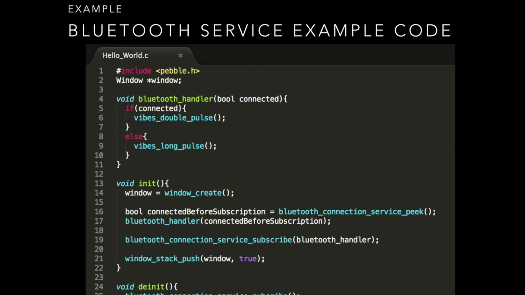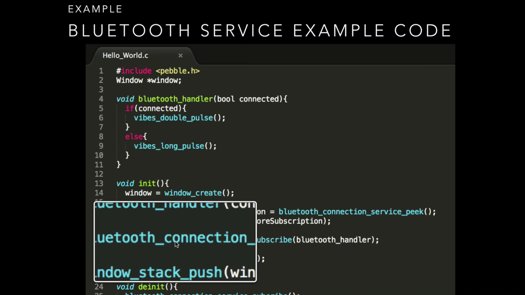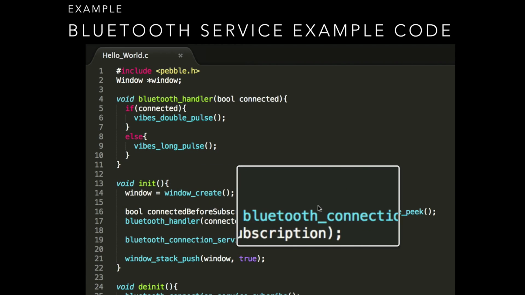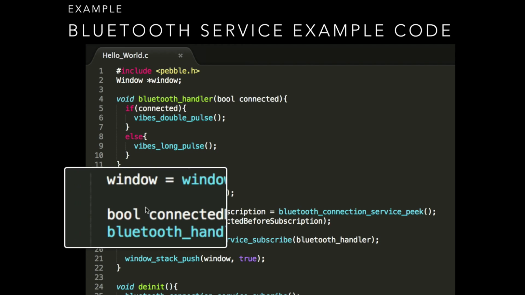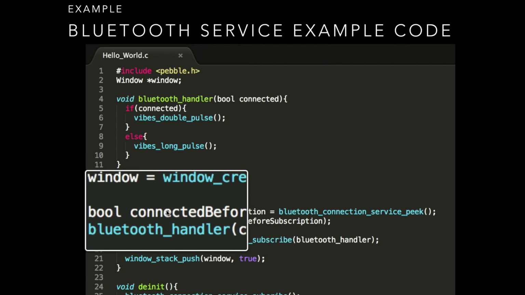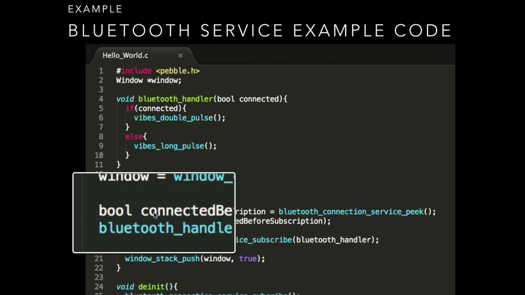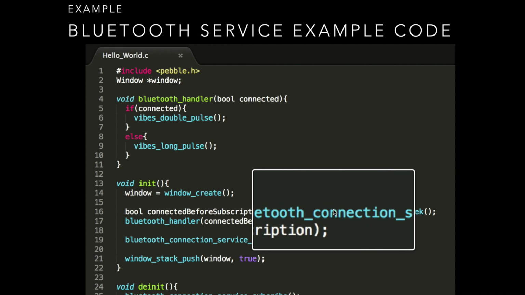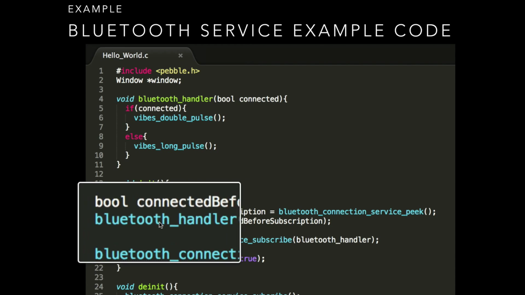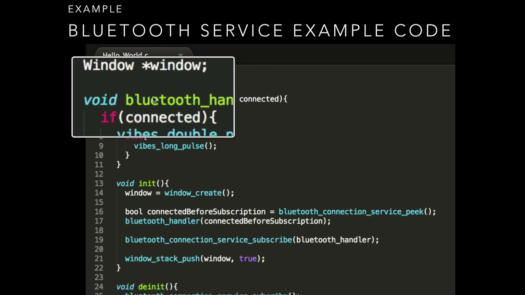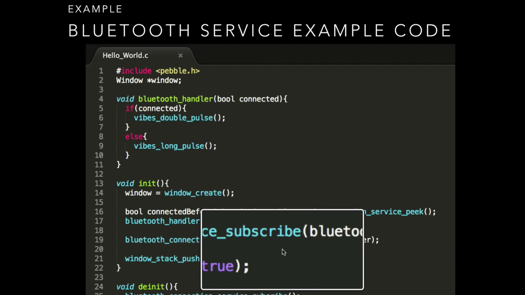So here's some example code. As you can see, it's just a few lines to get it up and running. Right here, I just wanted to demonstrate the connection service peek function. We have connection connected before subscription bool. I just called it that. We're grabbing it from the peek, and we're passing it into our Bluetooth handler. It's running this before we even subscribe.